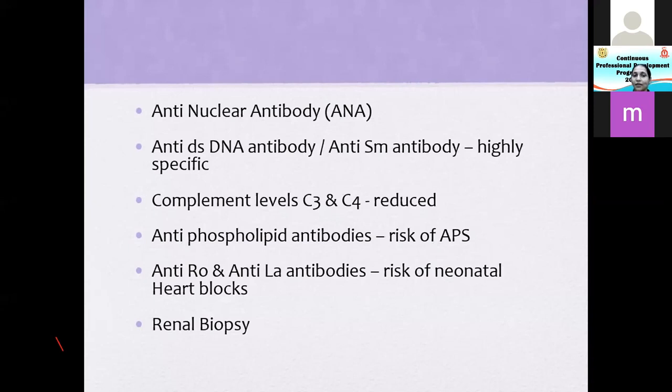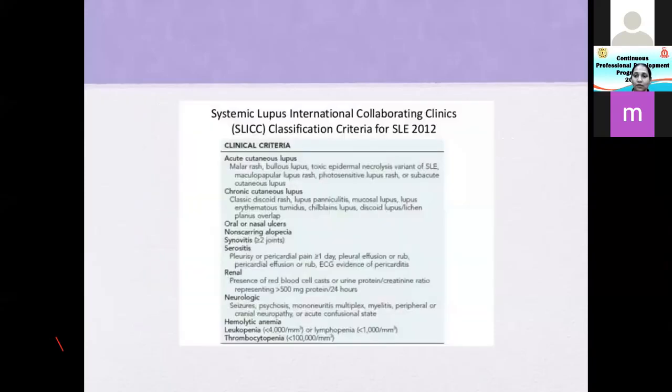The anti-Ro and anti-La antibodies are also performed, especially in pregnant ladies, to assess the risk of neonatal lupus involvement. Neonatal heart block is commoner, the risk is more, if the mother is found to be anti-Ro and La positive. Then if there is renal involvement, renal biopsy is important.